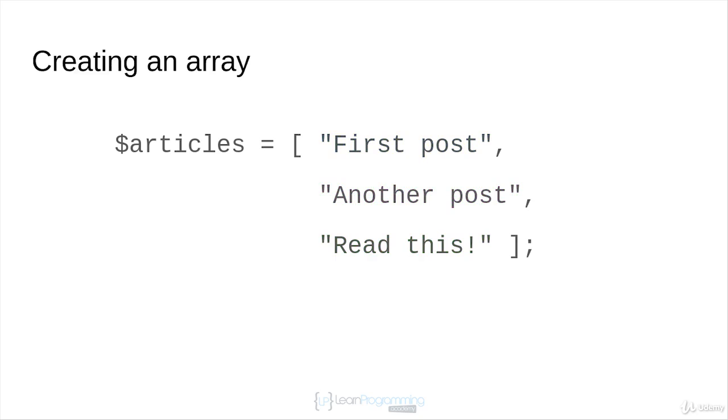There are 2 ways to create an array in PHP. You can use square brackets like this, followed by the list of values separated by commas. Alternatively, you can use the array function like this, by writing the word array, again followed by the list of values separated by commas, inside round brackets. These 2 methods are equivalent. You'll see both of these used in other people's PHP code. Personally, I prefer the square brackets method, as I think it looks cleaner, but it's up to you.